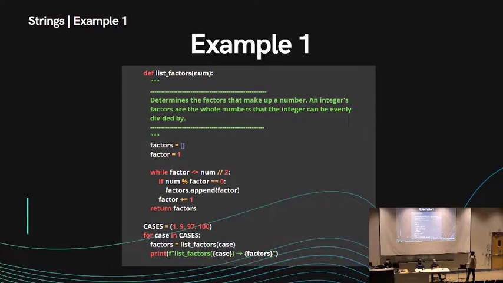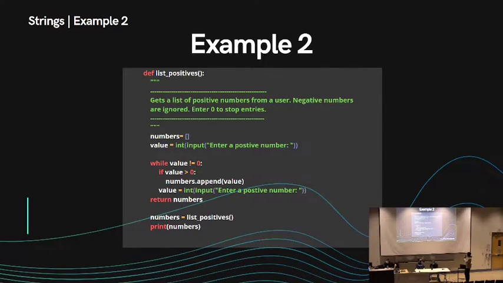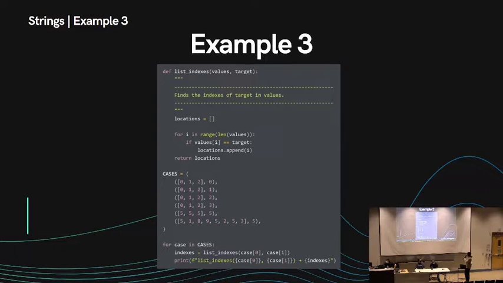All right, first example. This example will tell you all the factors that make up a number, or different whole numbers that can be divided into it. But I think this actually might be the wrong example. This is wrong. Anyway, let's stay there.